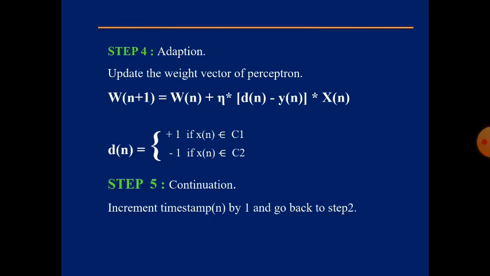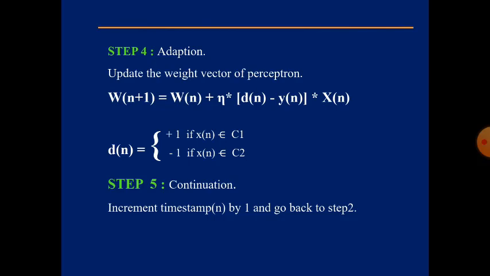Because when d of n minus y of n is 0, then w of n plus 1, the new weight, equals the old weight plus eta times 0 times x of n. So we will get this entire term as 0, meaning the old weight is nothing but the new weight. New weight and old weight are the same. Till that point we should keep on doing this. So this is all about the perceptron convergence theorem.